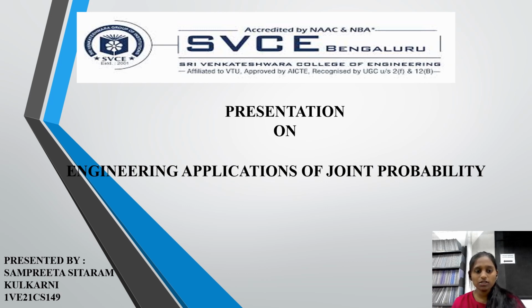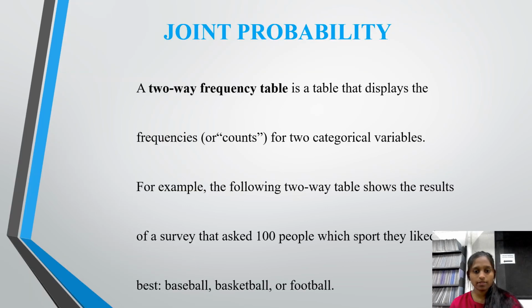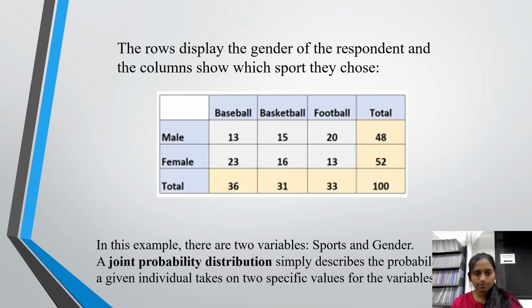Today we are going to learn engineering applications of joint probability. Joint probability is nothing but a two-way frequency table that displays two categorical variables. For example, the following two-way table shows the result of a survey that asked 100 people which sports they like. Options are baseball, basketball, or football.